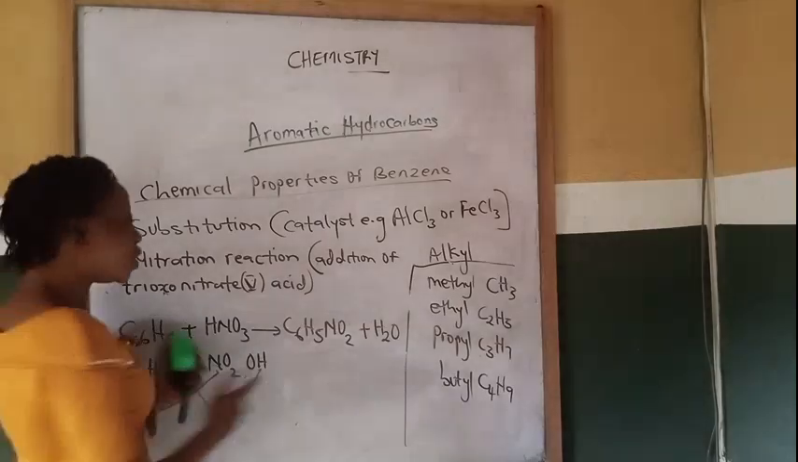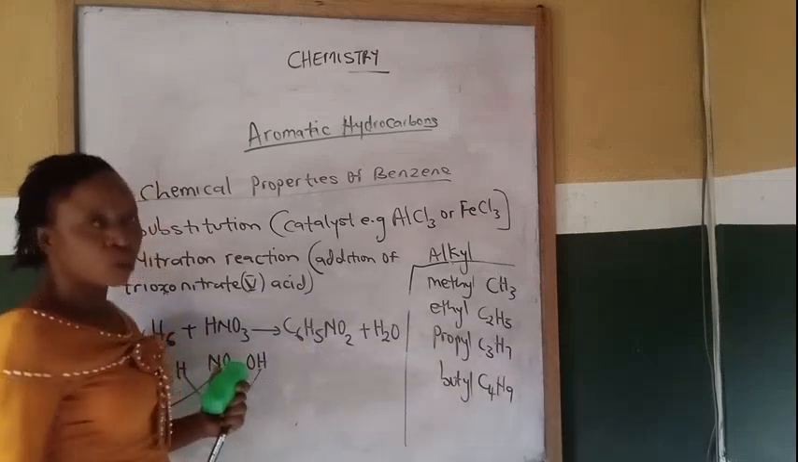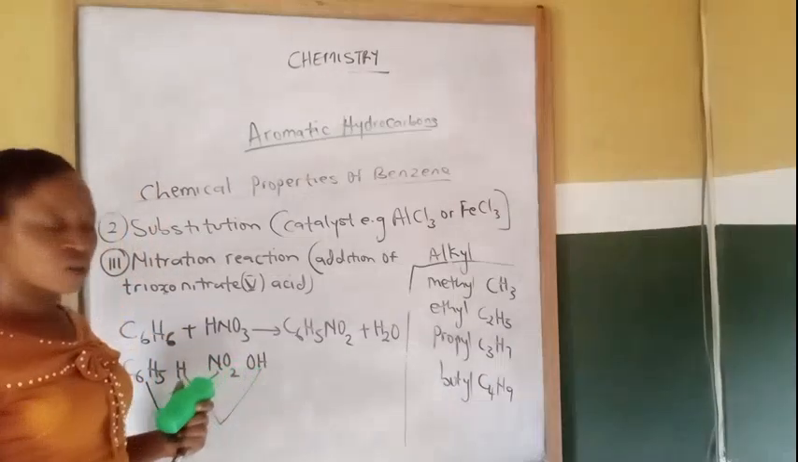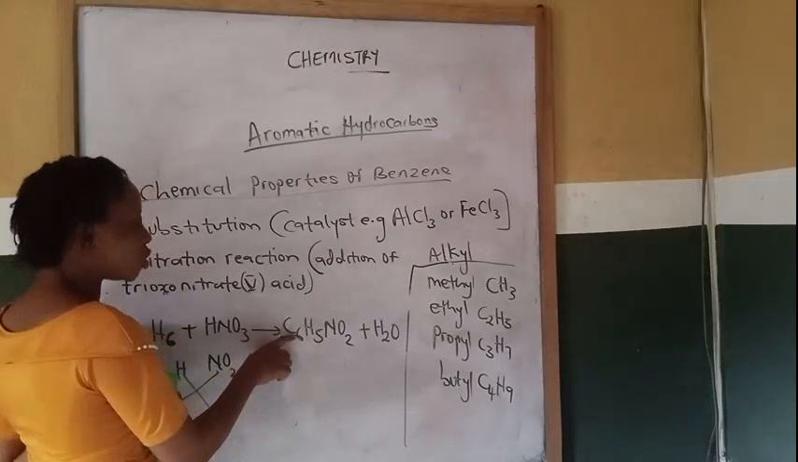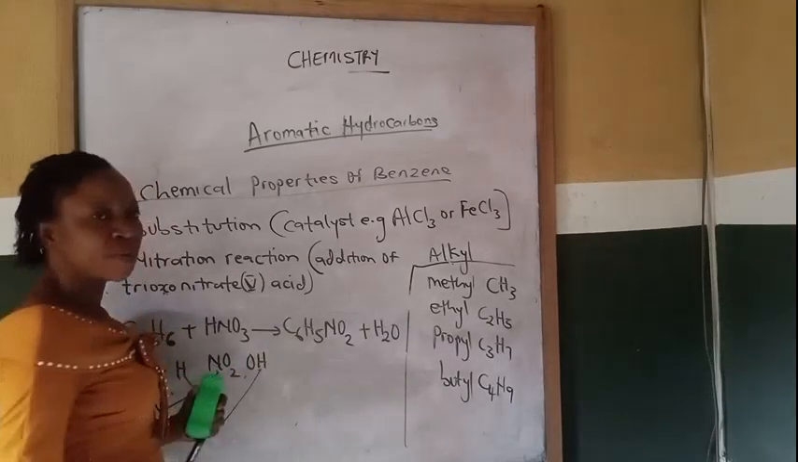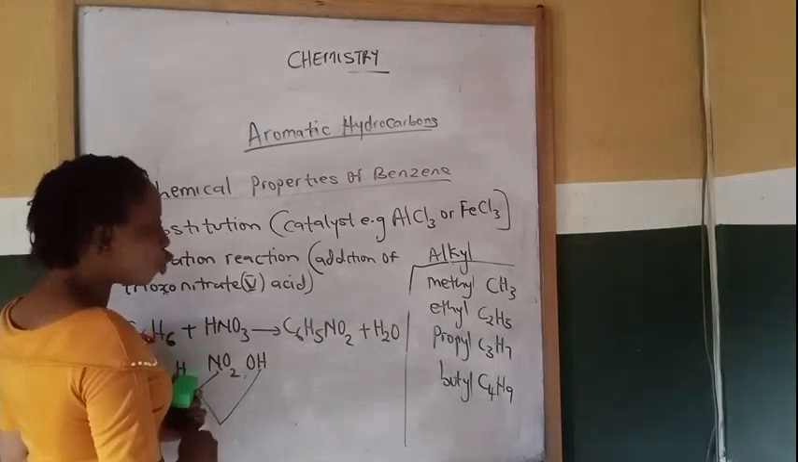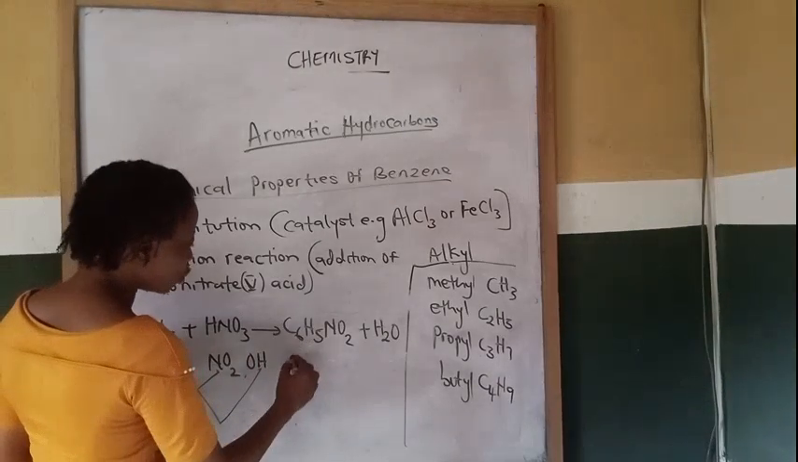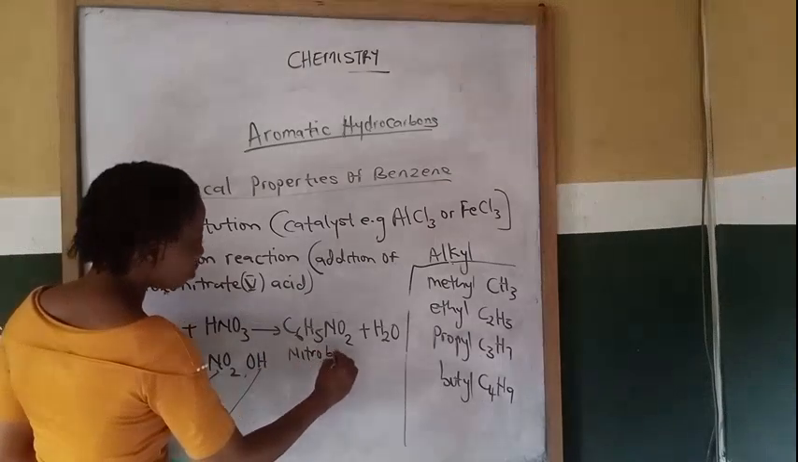So what is the name of the product formed? NO2 is called nitro. That is nitrogen and oxygen. So you call it nitro. Then C6H5 is from benzene structure. So the name of this compound is called nitrobenzene.